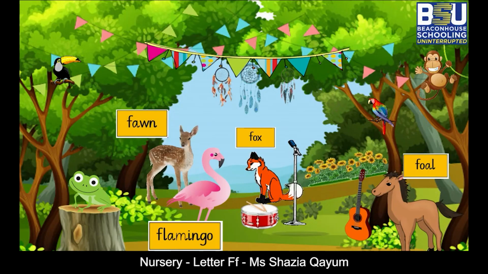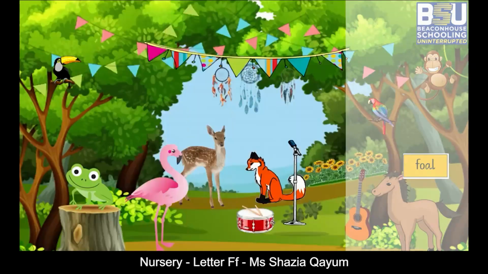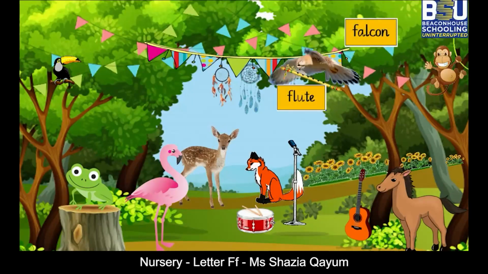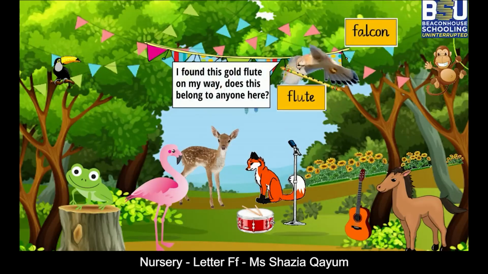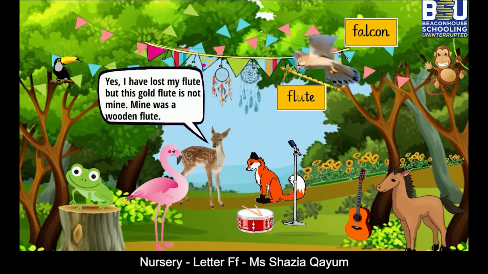Suddenly, the fawn said, "I can't find my flute. Oh dear, what will I do now?" Soon, a falcon appeared with a flute made of gold. "I found this flute on my way. Does this belong to anyone here?" "Yes, I have lost my flute. But this gold flute is not mine. Mine was a wooden flute."